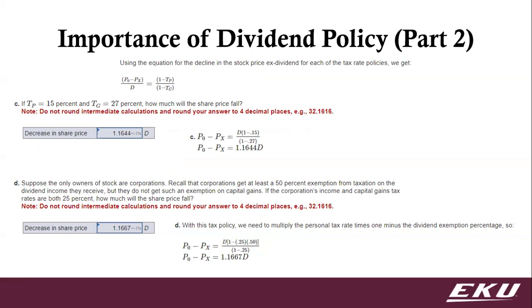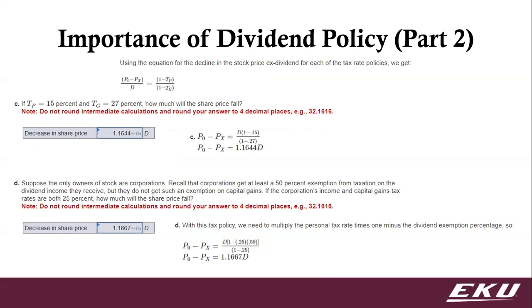If the personal income tax is 15% and capital gains is 27%, how much did the share price fall? And it actually is more than the dividend. It's because of the way capital gains are treated at this much higher tax rate, and so that dividend is not viewed the same way.